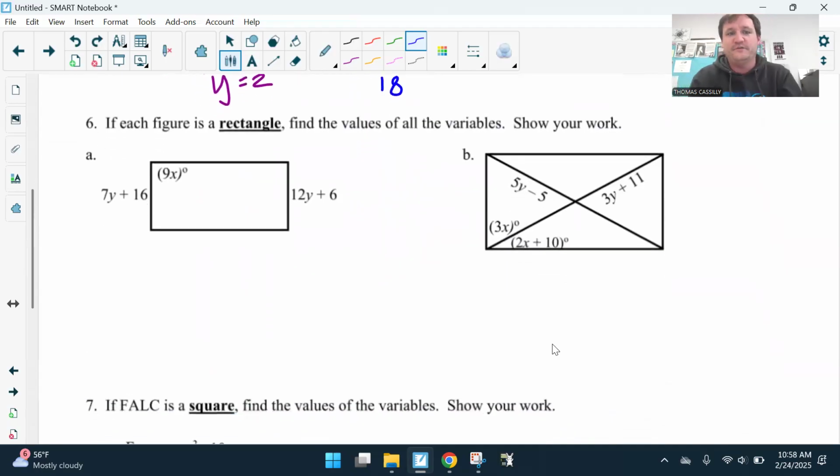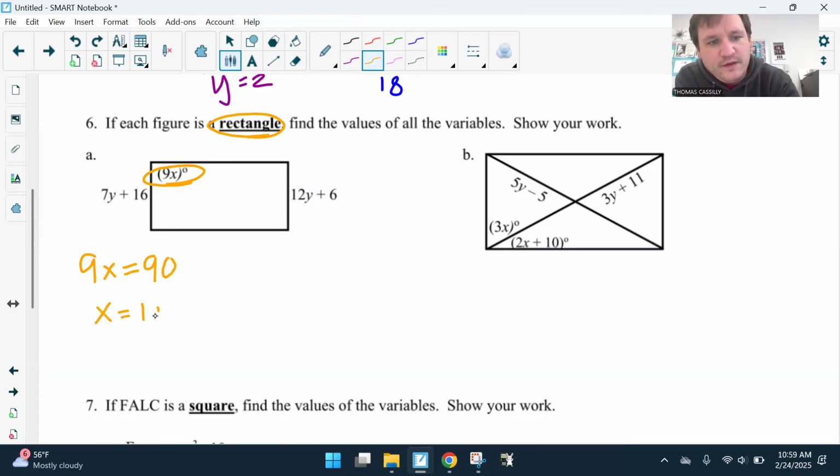So for all 10 of you who actually watched this video, there's a tip. If each figure is a rectangle, find the values of the variables. So again, what do we know about a rectangle? The definition of a rectangle is a quadrilateral, or four-sided shape, with four 90-degree angles. So we know that this 9x equals 90. That is a right angle. Divide both sides by 9. You get x is 10.